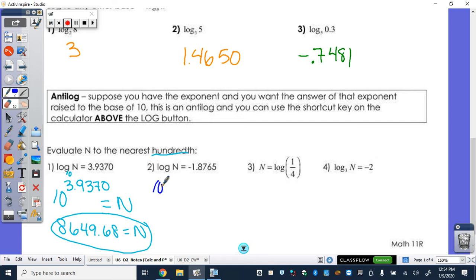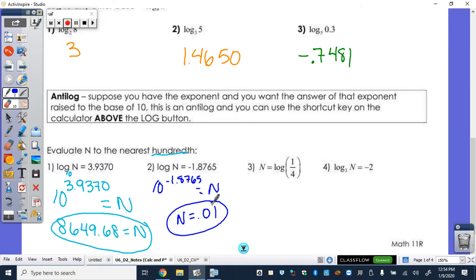Second one, you would want 10 to the negative 1.8765, putting it into exponential form. Go ahead, type that in. What do we get to the nearest hundredth? 0.01.